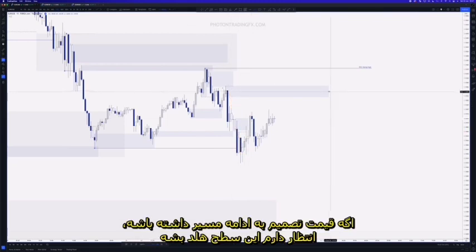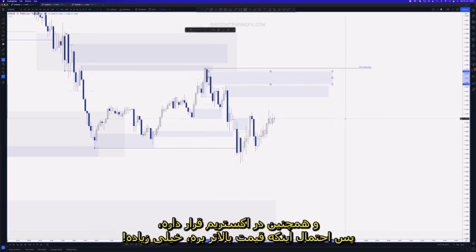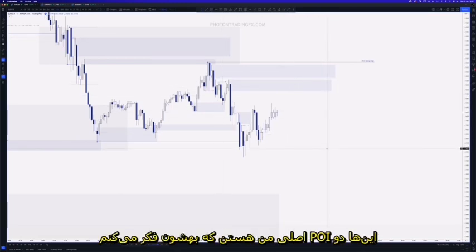This is the level I'd be expecting price to hold if it's going to continue. But I would be cautious that the inside bar is unmitigated, right? And it's still at the extreme, so there is a possibility price could come up a bit higher. So there would be the two main POIs I'd be looking for.